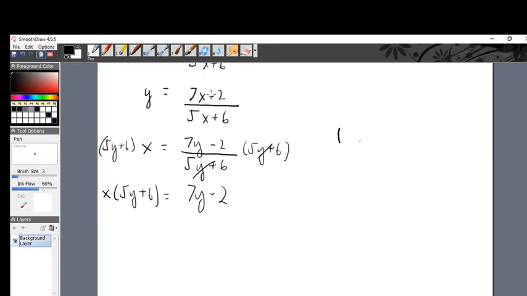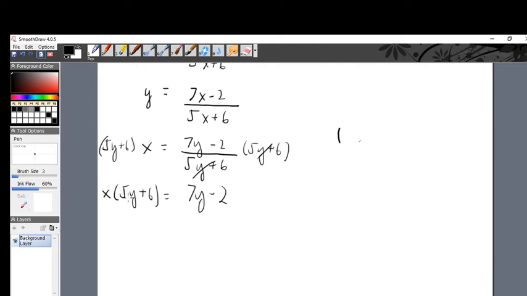There were 3 steps. The first step was to change the f of x into y, then switch places, and then solve for y. That's what we're trying to do, solve for y. Okay, we're up to this stage. What do we do next?